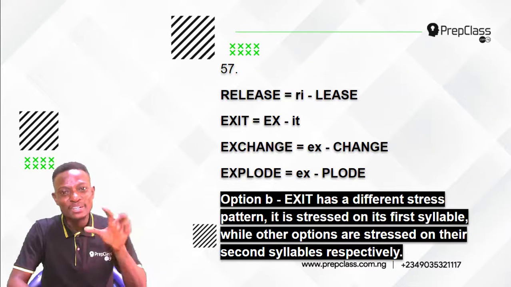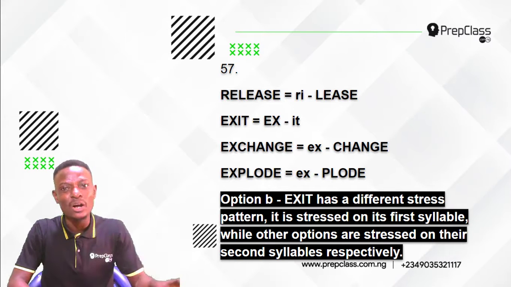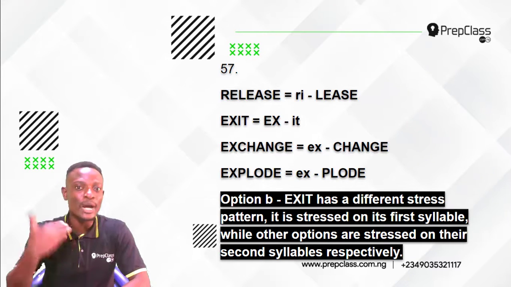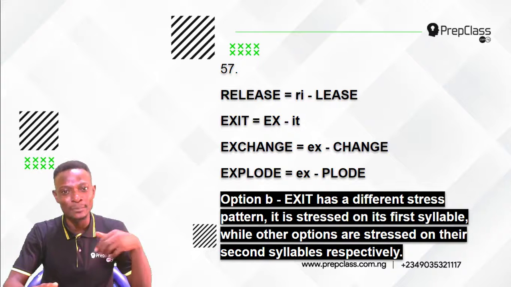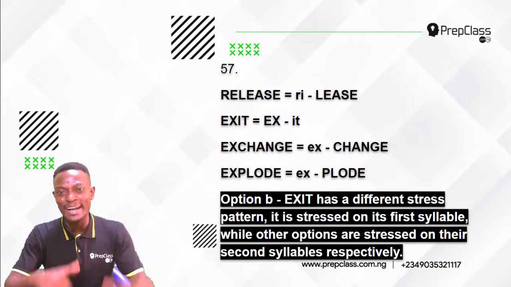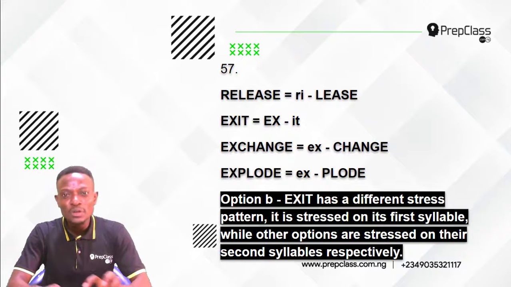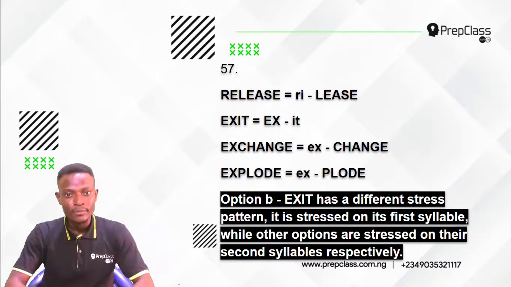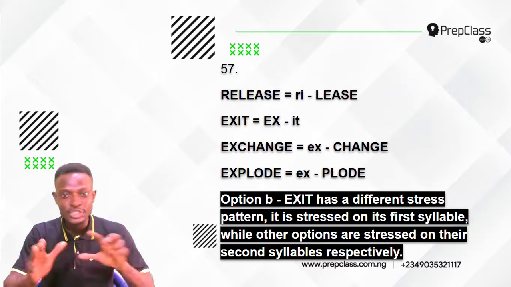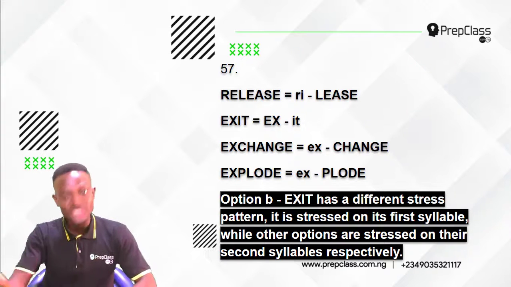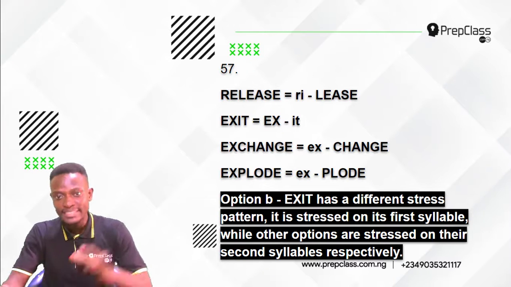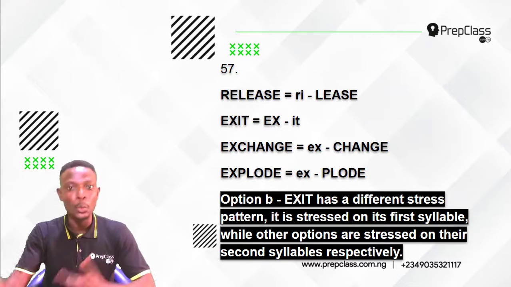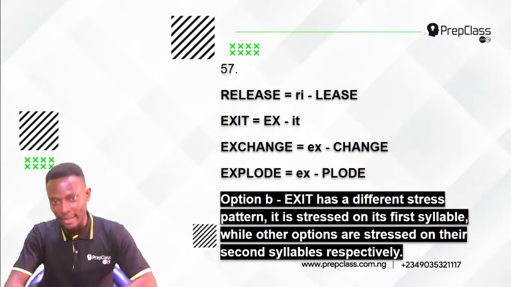Now, when we look at release, the stress falls on the second syllable, lease. It is pronounced louder and longer, release. Option B, exit. Exit, the stress falls on the first syllable, exit. It is pronounced louder and longer, exit. Option C, exchange. The stress falls on the second syllable, change, exchange. It is pronounced louder and longer. Option D, explode. The stress falls on the second syllable, plode. It is pronounced louder and longer.